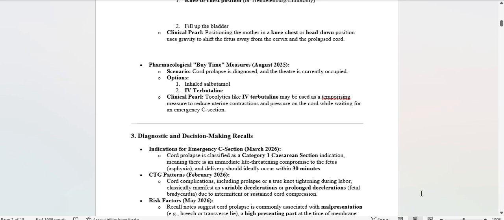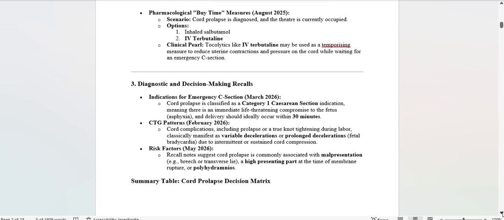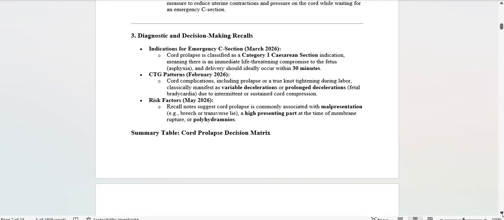Okay. Next question is about the indication for emergency cesarean section. In March they asked. Cord prolapse is classified as a category 1 cesarean section indication, meaning there is immediate life-threatening compromise to the fetus, asphyxia, and delivery should ideally occur within 30 minutes, as we already discussed, right? Within 30 minutes, it's a category 1 cesarean section indication.